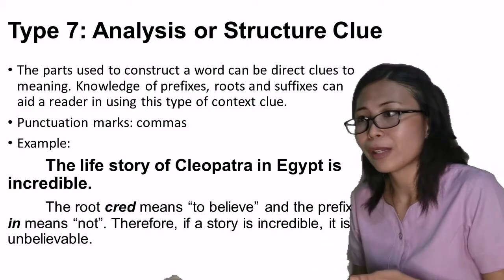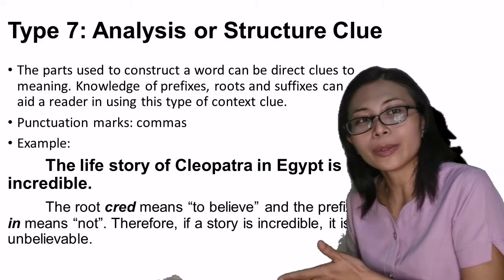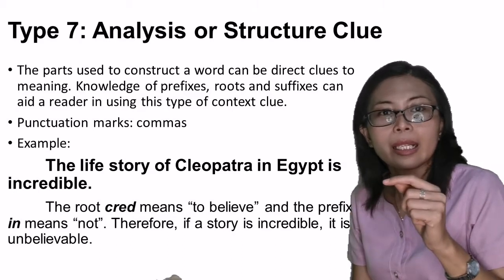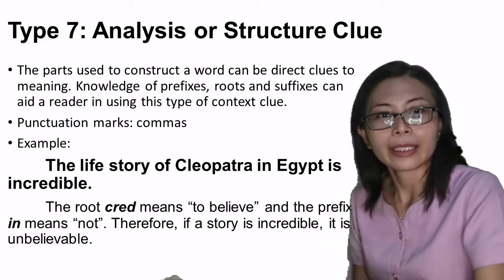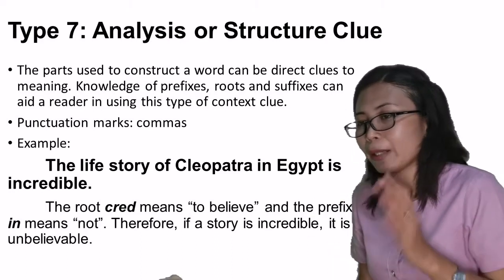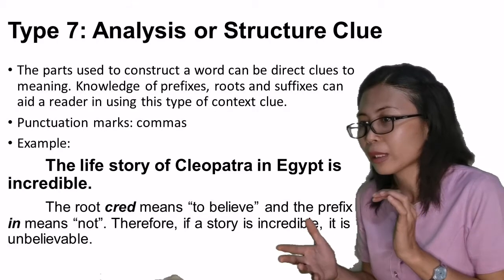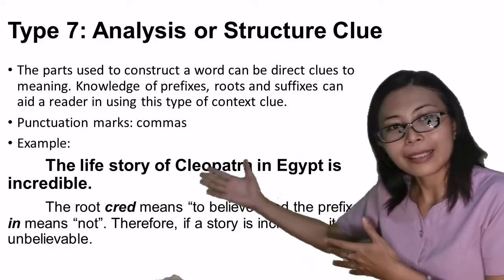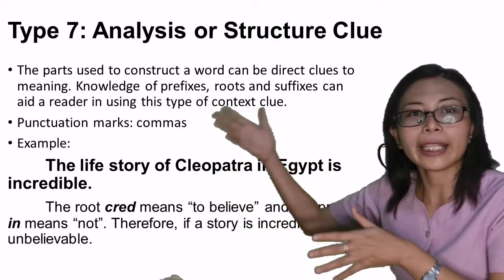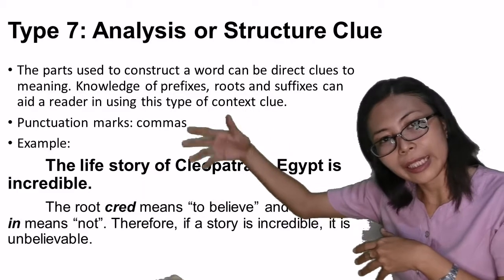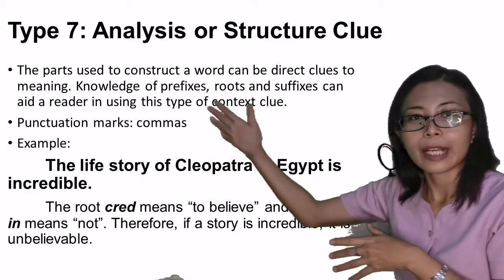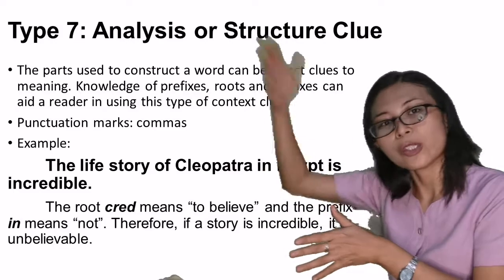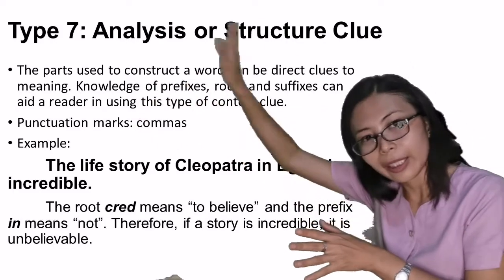It is better if you have a concrete knowledge about affixes and root words. And having the knowledge of structure clue or structural analysis of words, you would have a clue about knowing the meaning of the unfamiliar word. Okay, we have here an example. The life story of Cleopatra in Egypt is incredible. Cleopatra is one of the royal queens in Egypt during the ancient times, long time ago, during the reign of Julius Caesar, an emperor in Rome.